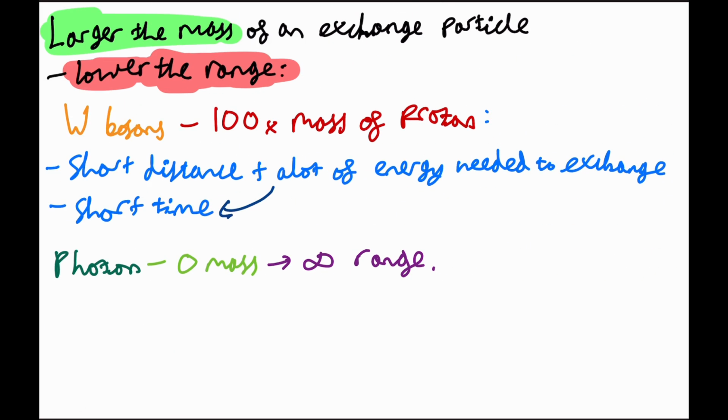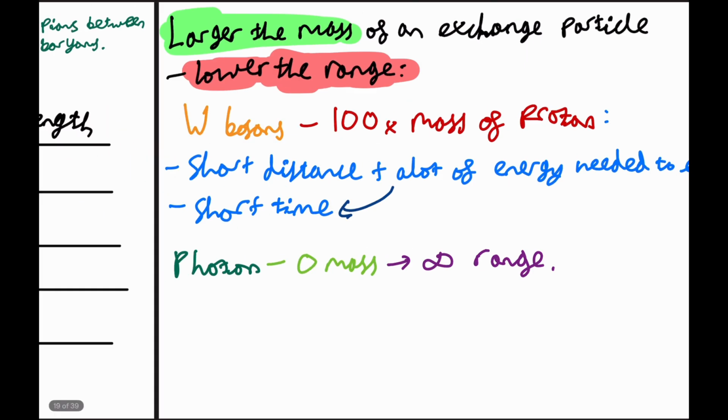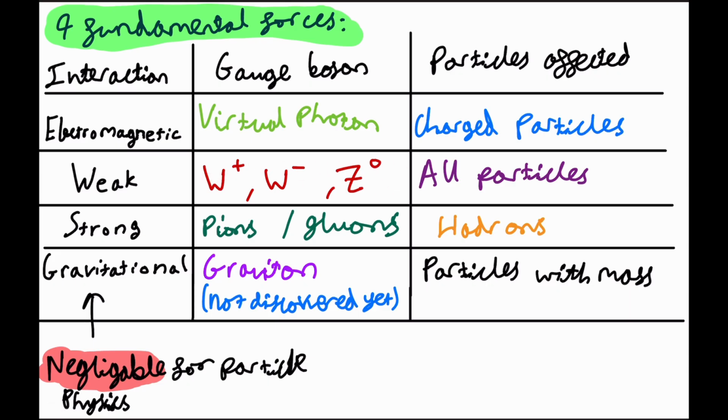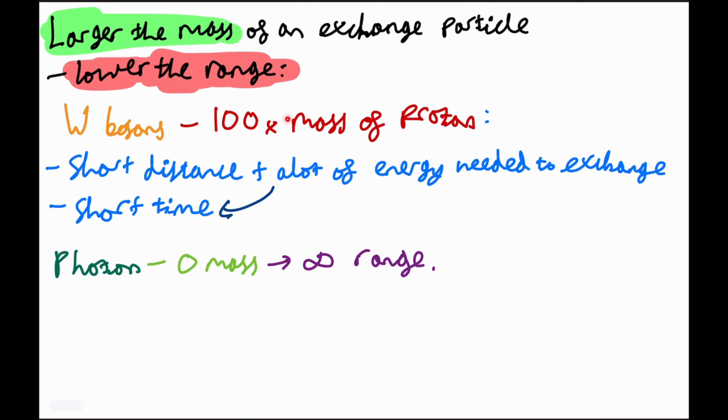The larger the mass of an exchange particle, the lower the range. So for example, the W bosons that we said before, these ones from the weak interaction, have 100 times the mass of a proton. Therefore, they have a really short range, a shorter distance between the interaction, and a lot of energy is needed to exchange these bosons because they have so much mass. So when they interact, the interaction takes a short amount of time because you have a short distance and a lot of energy required, so you wouldn't have that much energy, so it would only go a short distance.